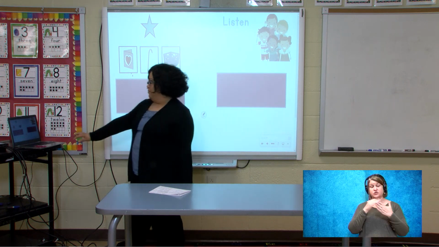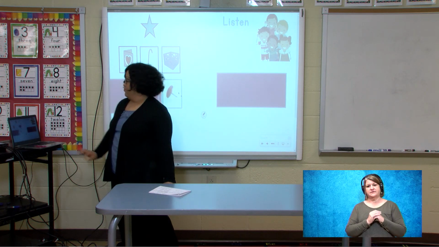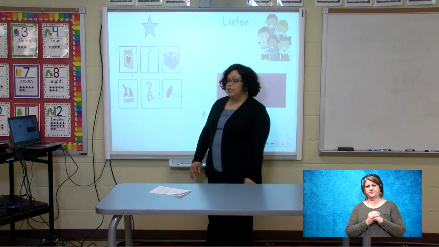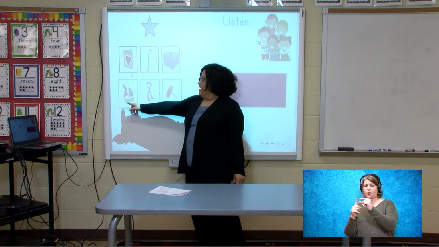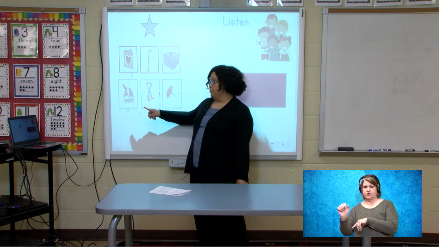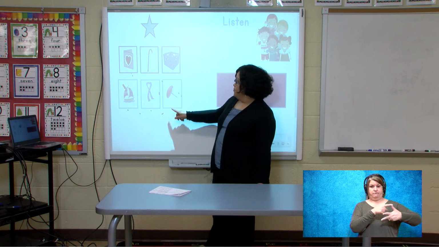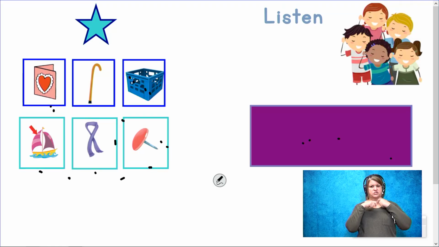Let's do another one. We're listening for R like in star. Here we have sail, scarf, and nail. Which word says R like in star? Did you say scarf? Good job. Scarf says R like in star.